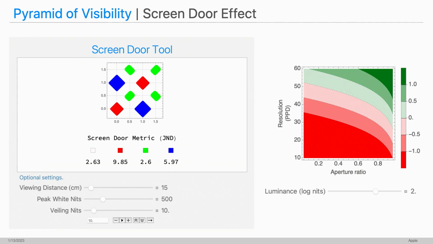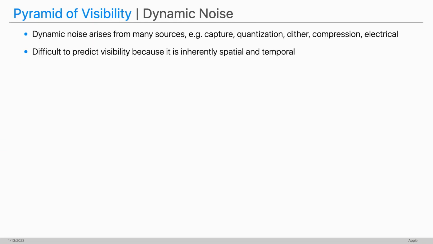So 0 means 1 J&D. And you can see that curve is separating the good bits, the green parts, from the bad bits down there. And you can plot your particular system in this space and see whether it's going to have a problem with screen door effect. All right, next one I want to talk about is dynamic noise.